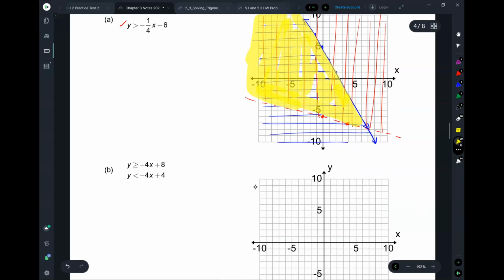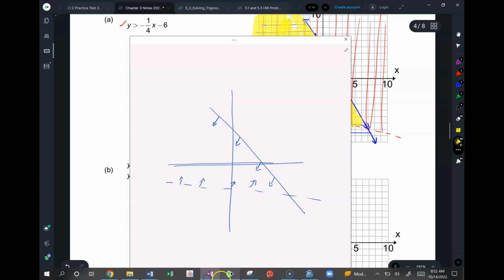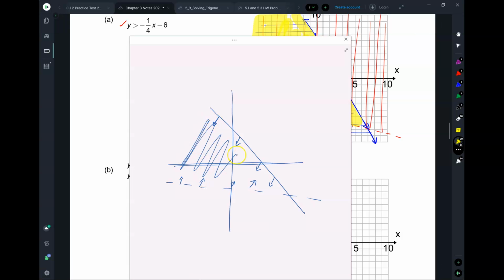So let's go over here. Let's talk about solutions. If a point lies in this highlighted region, it's a solution of this system, right? If a point lies on that blue line, is it a solution of this system? Yes. If it lies on the red line, is it a solution of the system? No. Okay? All right, good.